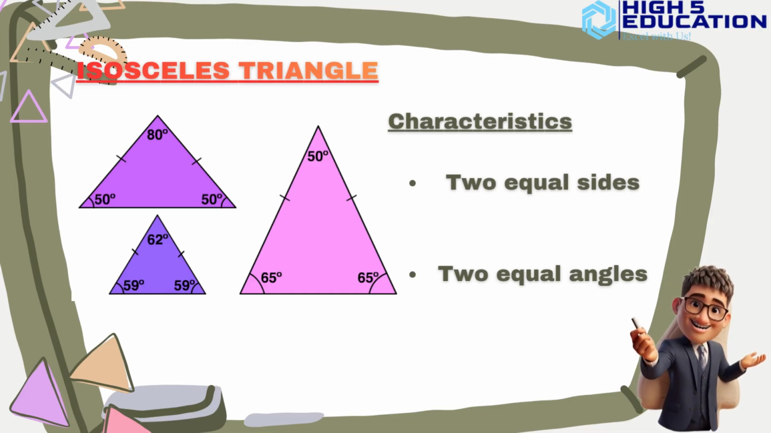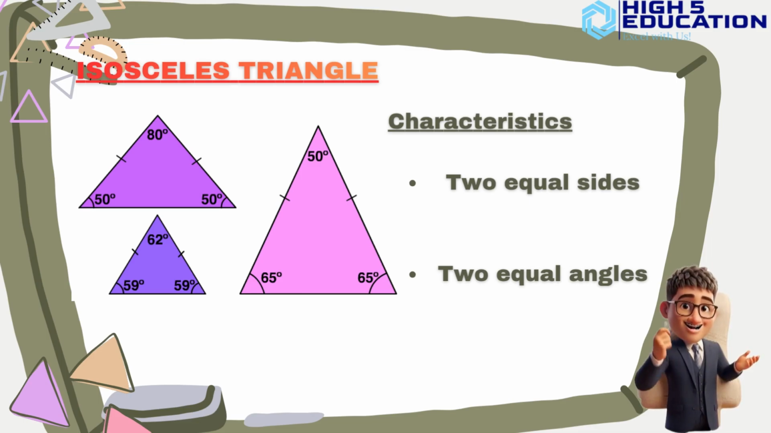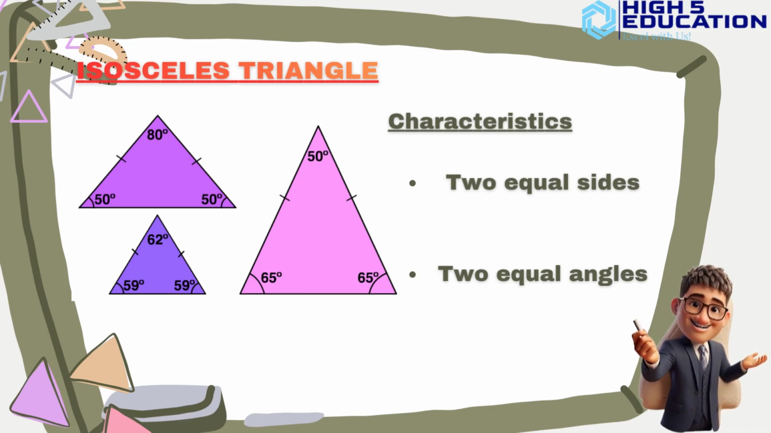You can find isosceles triangles in real life in house rooftops, bridge supports, and road signs, where their balanced shape provides both strength and symmetry. Here's an easy way to remember it. An isosceles triangle has two equal sides and two equal angles. If you spot these characteristics, you've found an isosceles triangle.